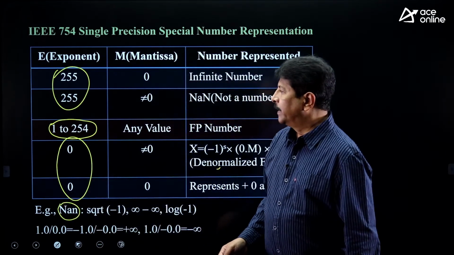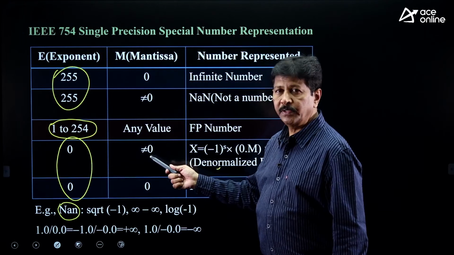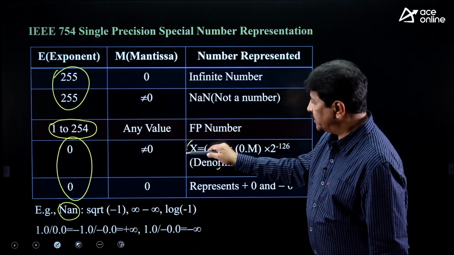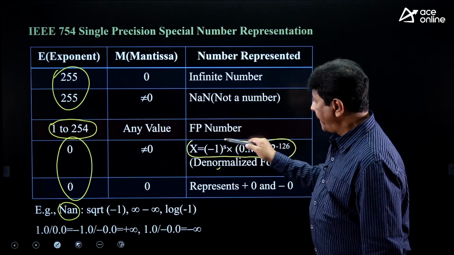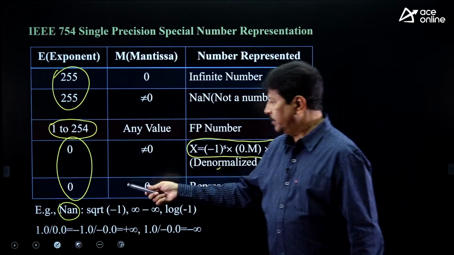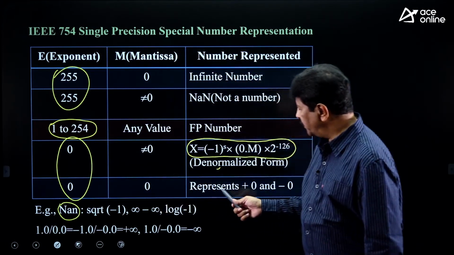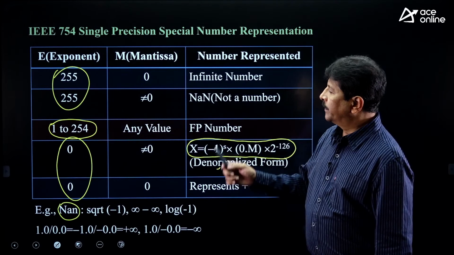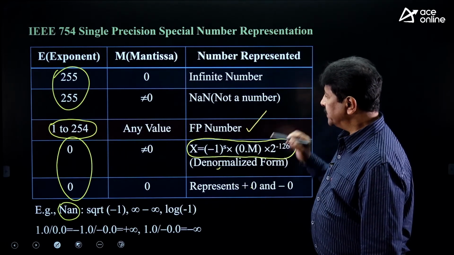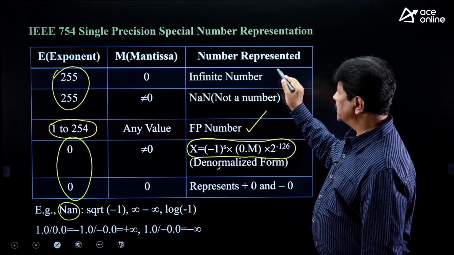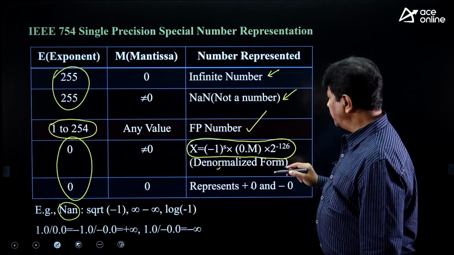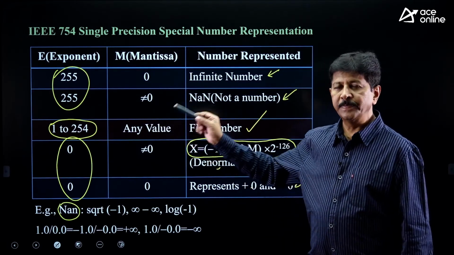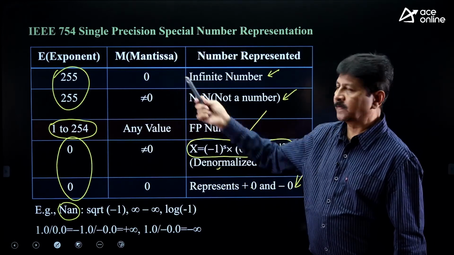Next, E is 0, mantissa is not equal to 0. This is called a denormalized number, which is going to be calculated by using this principle. Then E is 0, M is also equal to 0. It is going to represent plus 0 or minus 0 depending on the sign bit. So apart from the direct floating point number representation, it is going to represent the special numbers like infinity, not a number, denormalized number, plus 0 and minus 0. So many times objective questions will come based on these combinations.